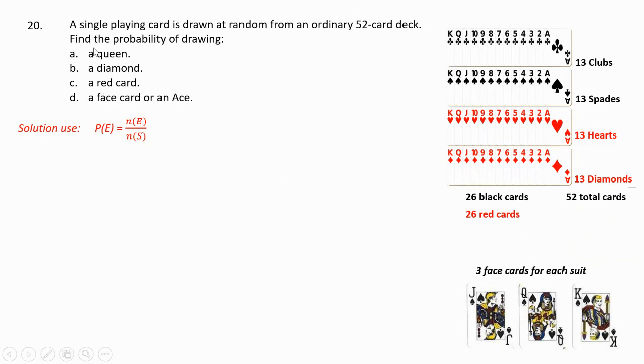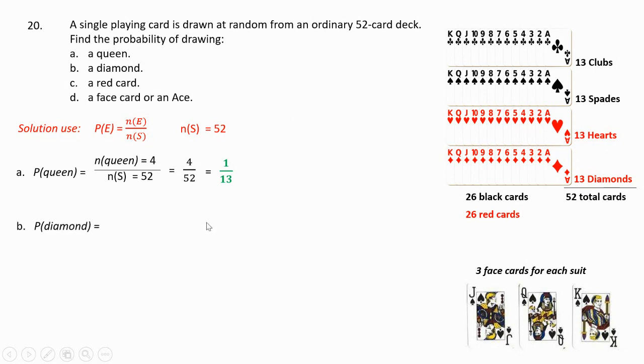Anyway, for part A, what's the probability of drawing a queen? So the sample space is 52, because there are 52 total. So that'll be my sample space. So how many queens are there? There are 4 queens, because there's 1 queen for each suit. What's the total? It's 52. So 4 over 52 will give us 1 over 13. You simplify it. So this is the answer, 1 over 13.